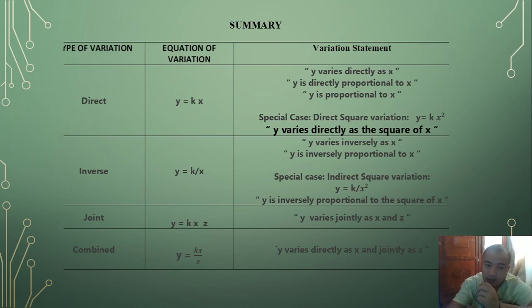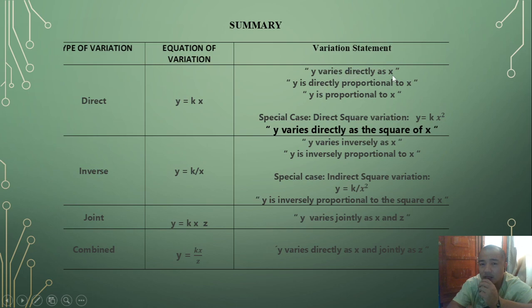Excuse me. So for joint, y equals kxz. And for combined, y is equal to kx over z. So you can see the difference among the equations of variation for each type. For direct variation, we have these variation statements.